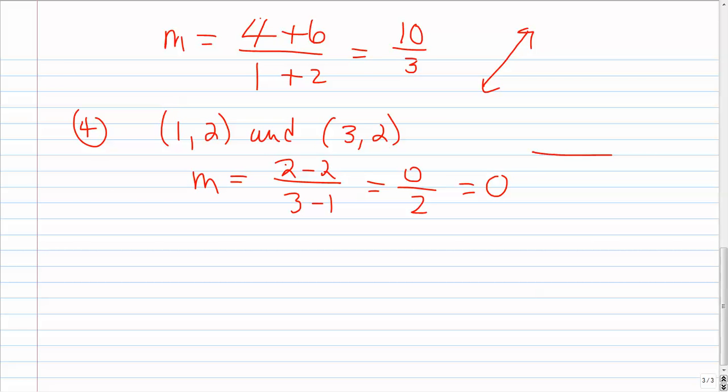Now actually, let me see if I can sketch these 2 points. 1, 2 would be about right here. And then 3, 2 would be about right here. And you see those 2 points lie on a horizontal line. So if the slope is 0, the graph of the line would be horizontal.